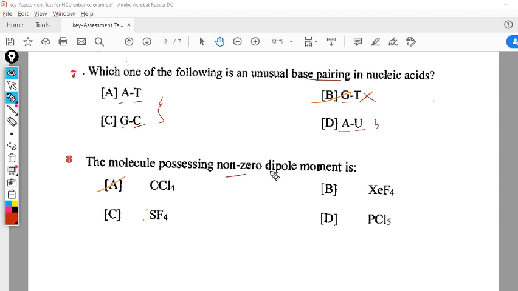Next, molecules with non-zero dipole moment. All the lone pair having molecules will have non-zero dipole moment, so you can see the lone pairs. In xenon and phosphorus compounds, it is trigonal bipyramid, which itself is not a symmetrical shape, so it's going to have a dipole. In SF4 also you have a lone pair. Tetrahedral is the perfect symmetrical orientation. If it is having four similar atoms, it's going to be zero dipole moment.